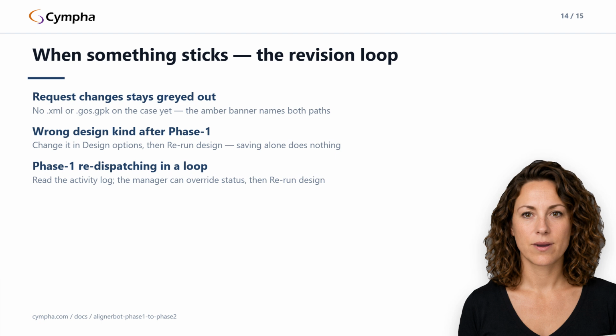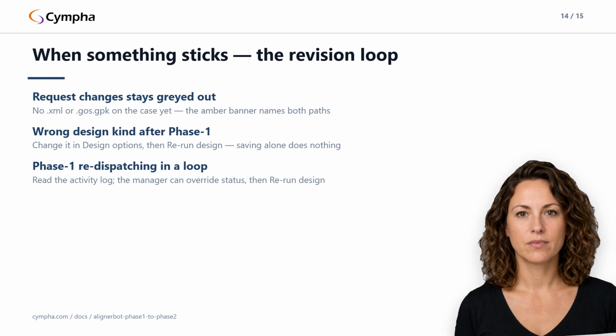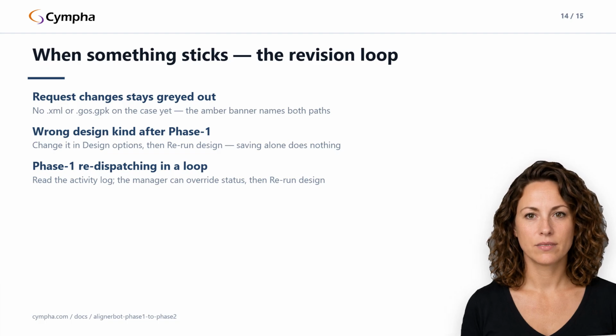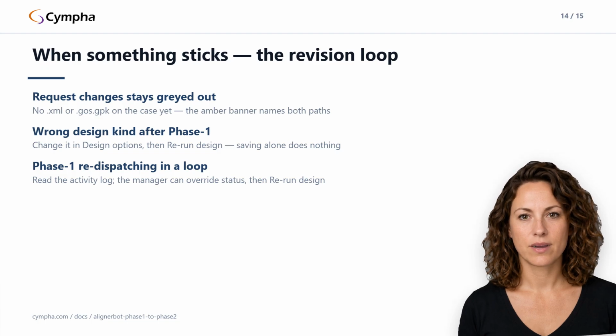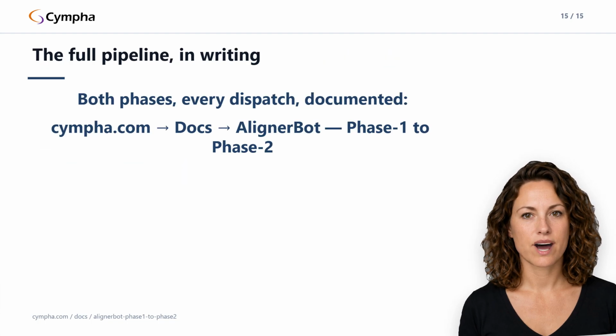That's the AlignerBot pipeline: submit, route, dispatch, plan, review, then either the automatic glide through Phase 2 to deliver, or a structured revision loop, or a human escalation. If you remember only 2 things from today, make them these: the AlignerBot seat is what wakes the bot, and change requests travel as XML files or transfer packs, never as prose.